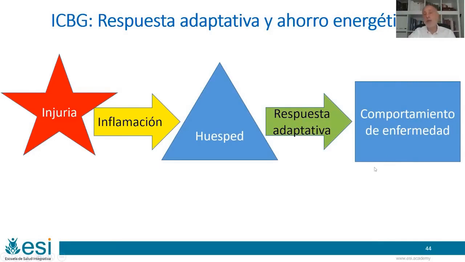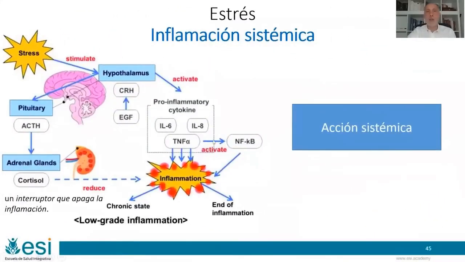With this, I want to say that sadness, fatigue, or depression could also be an adaptive response to a chronic, low-grade inflammatory process. Here we would focus.